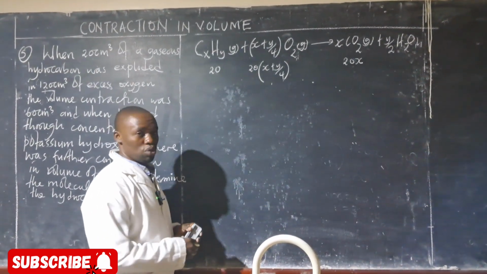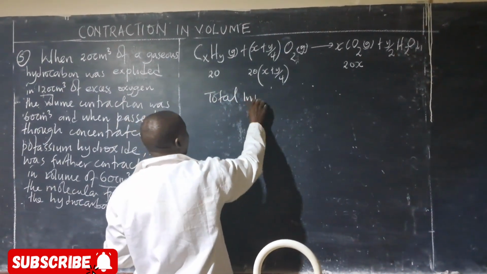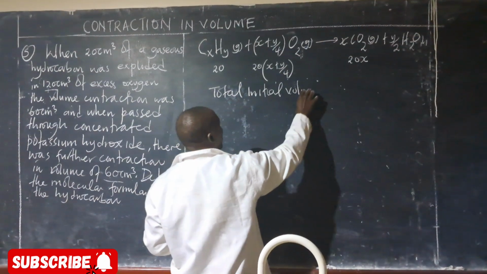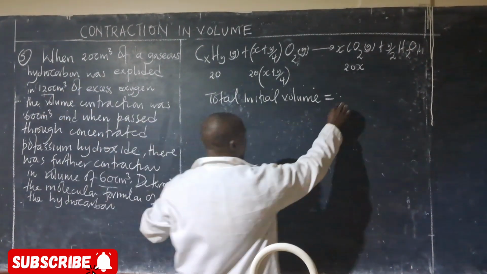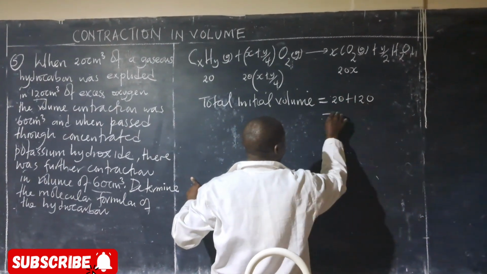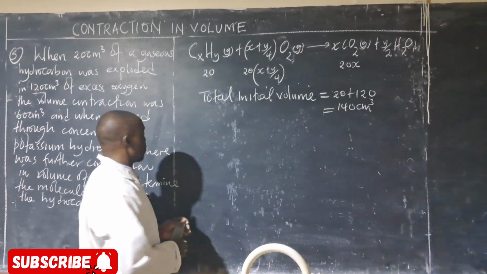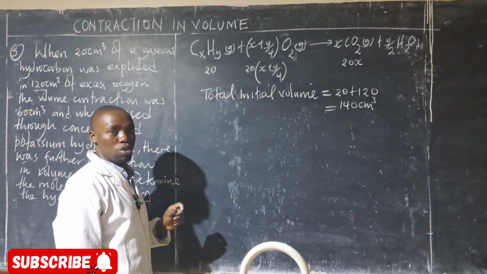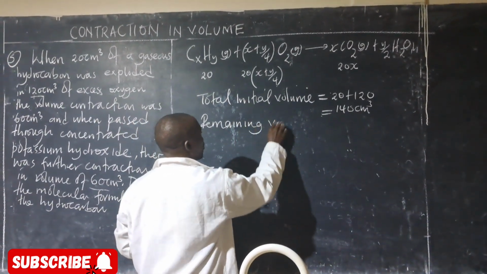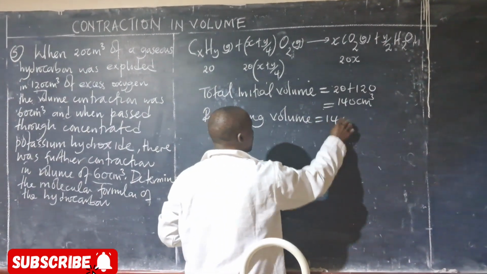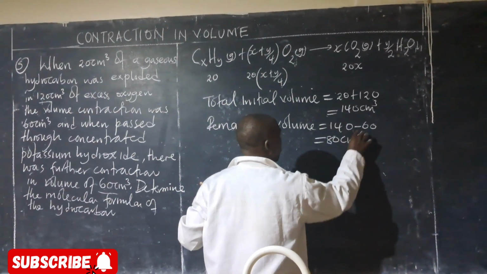oxygen. Now let's first look at the introduced volume. So the total initial volume. What have we introduced? We introduced the 20 plus the 120. So 20 plus 120 giving us 140 cubic centimeters. So that's what we introduced in. But in the first stage, there was a contraction of 60, or a reduction of 60. So the remaining volume would be 140 minus this reduction, which is the 60, giving us about 80 cubic centimeters.